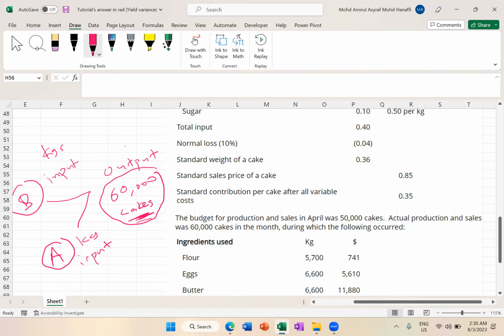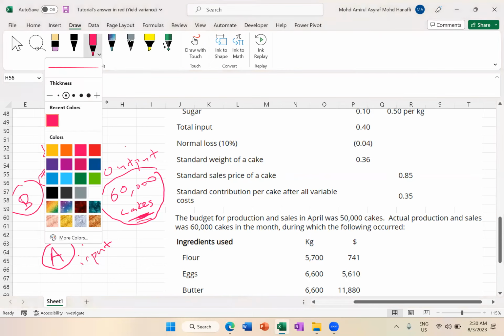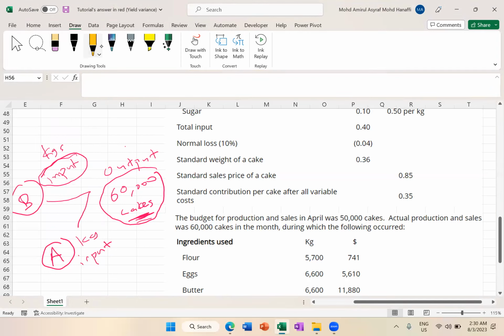Do you understand that part? So this is input, the one that I'm circling right now. Maybe I can use a different color. This input and this input, budget and actual, are what you need in the table method. What is the input to produce the output? This is what we call yield. Yield is not output. And if you have understood that, then now we have to proceed.